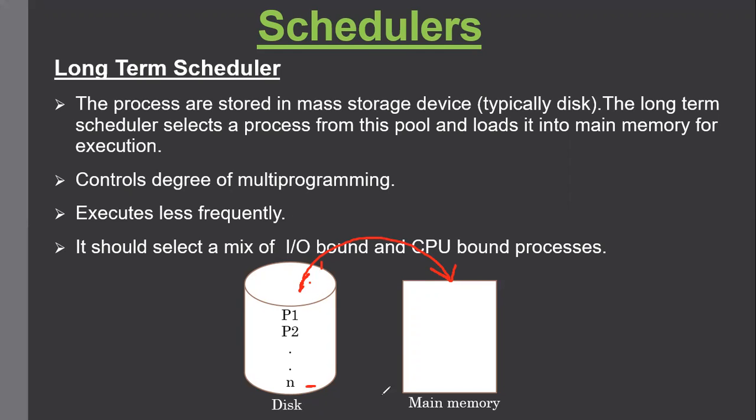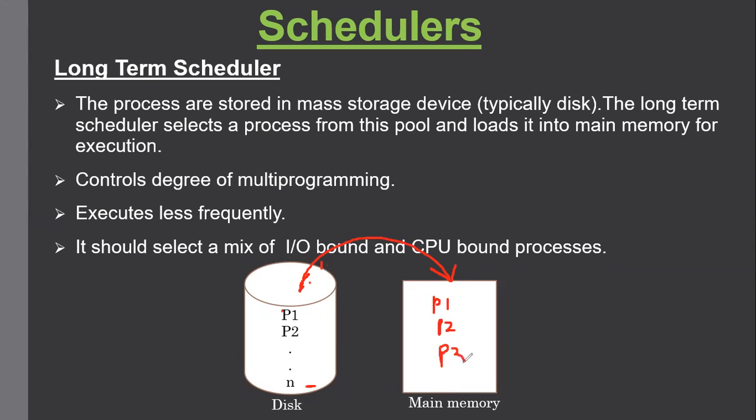Why? Because the long-term scheduler decides which processes will be loaded into main memory and how many processes will be there in main memory. Then the next thing is it executes less frequently. Now, why is this so? Because the long-term scheduler is just deciding how many processes and which processes will be there in main memory. Suppose there are n processes on disk and only 3 processes are loaded into the main memory.